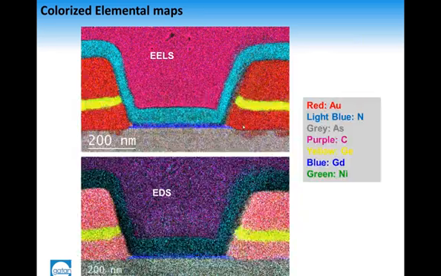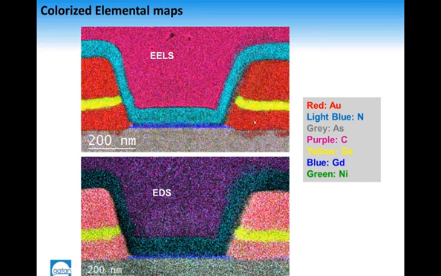This is another example looking at a device. Again, the maps are kind of similar. We see higher contrast in EELS, but this is in the case of the beam damage, in the carbon map, which can be seen in the EELS carbon map, which is actually not present in the EDS map. So EDS is not very efficient for light elements.